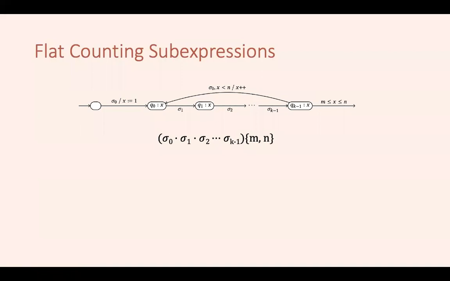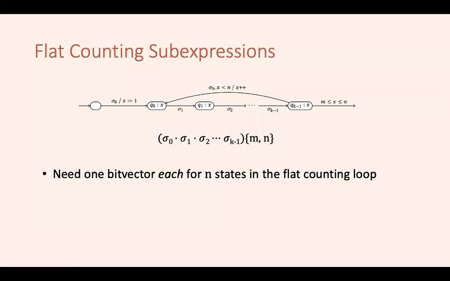So if you have flat counting sub-expressions, then somewhere in the counting automata, you will have a loop that looks like this. And here is how we can represent that using bit vectors. Each of these states might have tokens which have different values of the counter. So with each state, we will assign one bit vector that says what are the values that the tokens at that particular state are taking.